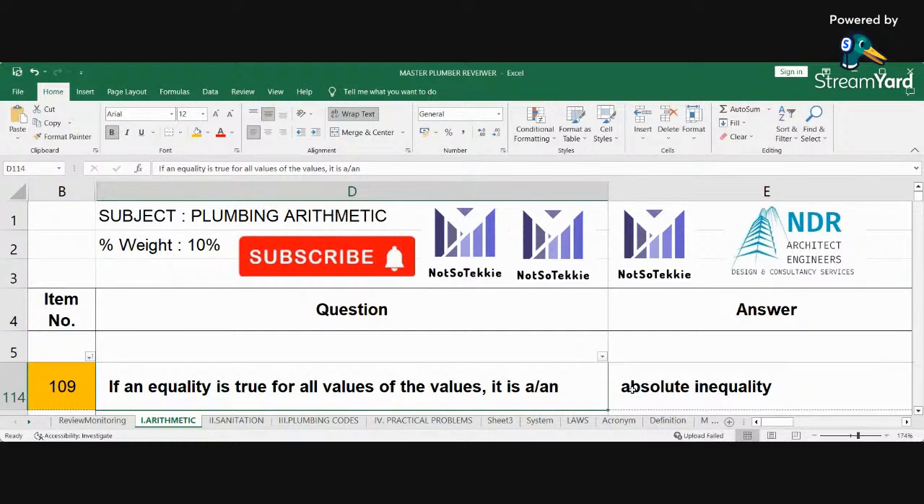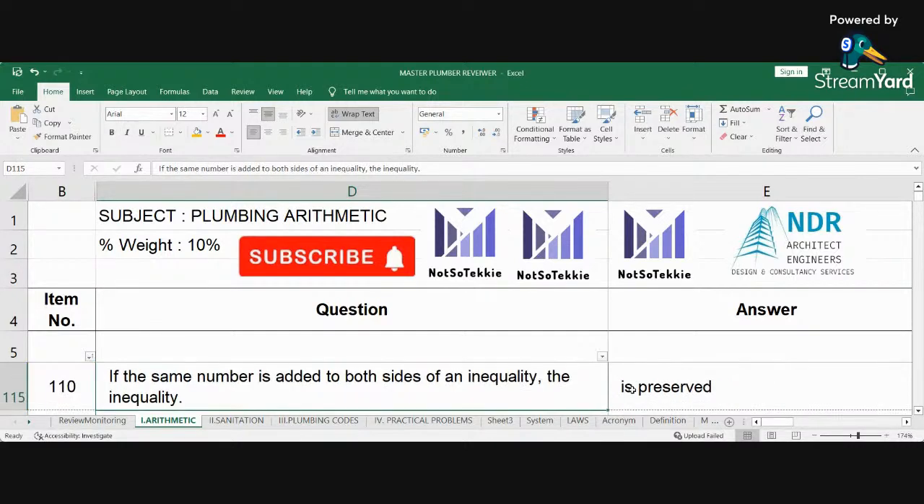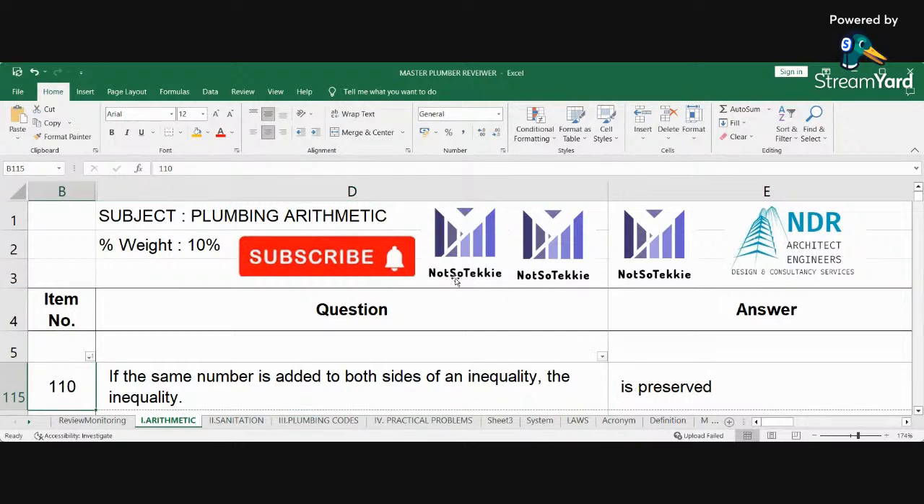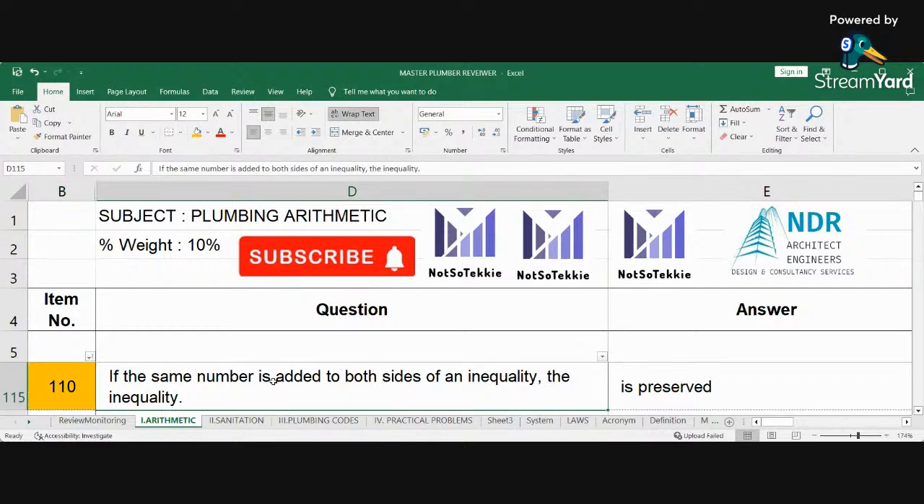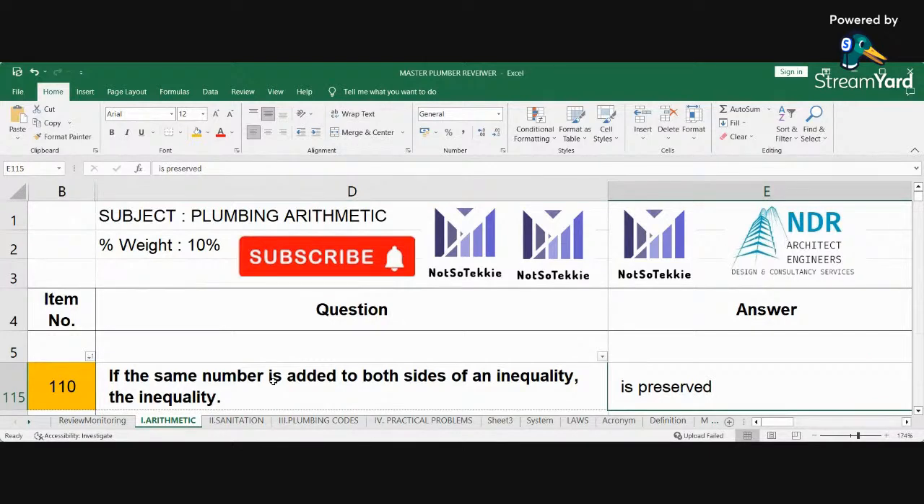109. 110. If the same number is added to both sides of an inequality, the inequality is preserved. The answer is preserved. If the same number is added to both sides of an inequality, the inequality is preserved. The answer is preserved.